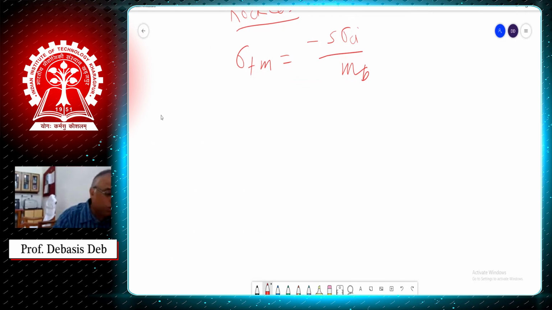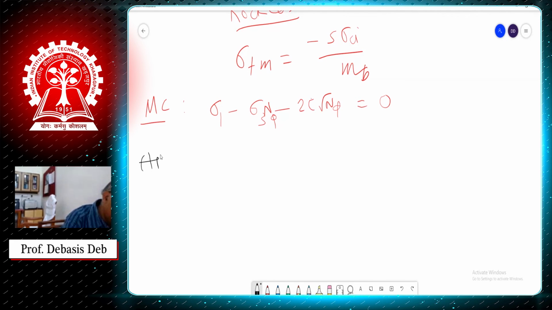So the first equation, Mohr-Coulomb, let me write. Mohr-Coulomb is sigma 1 minus sigma 3 N phi minus 2c square root of N phi is 0. This is one equation. And for Hoek-Brown, we are writing sigma 1 minus sigma 3 minus sigma ci times (m b sigma 3 by sigma ci plus s) power a.